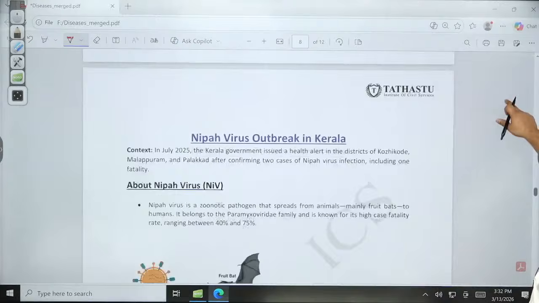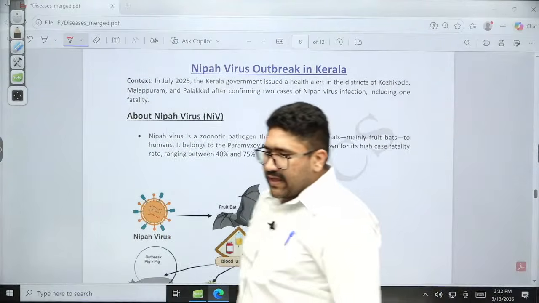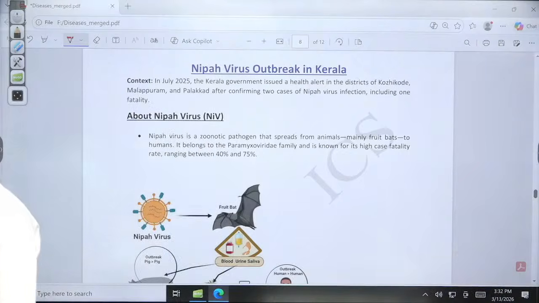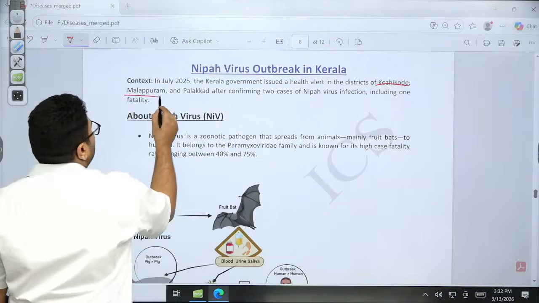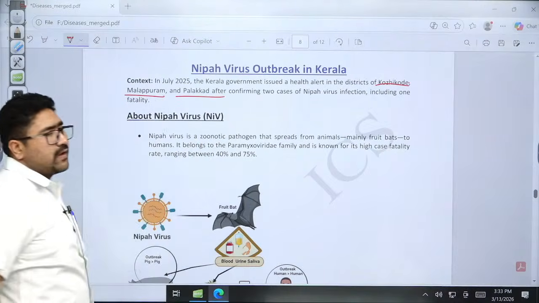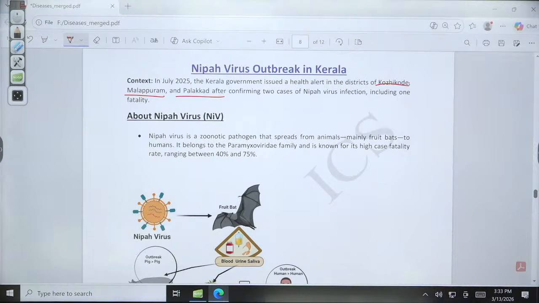Moving ahead with the next disease, that is Nipah virus. Last year we have already seen that there have been several cases in Kerala of Nipah virus being reported, Nipah virus being emerged again. So the districts of Kozhikode, Malappuram and Palakkad have been confirmed. There have been fatalities also, people have died due to infection through Nipah viruses also.